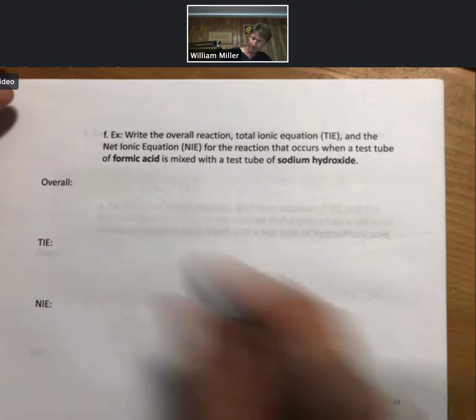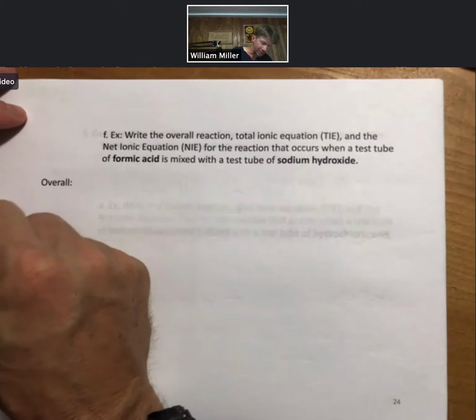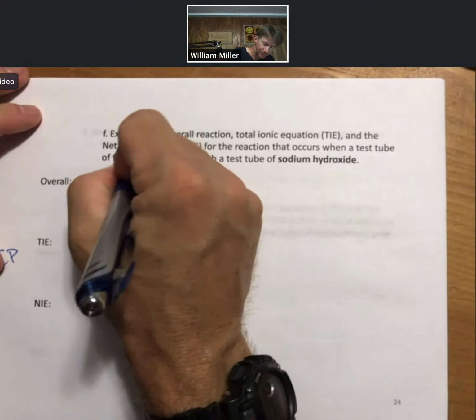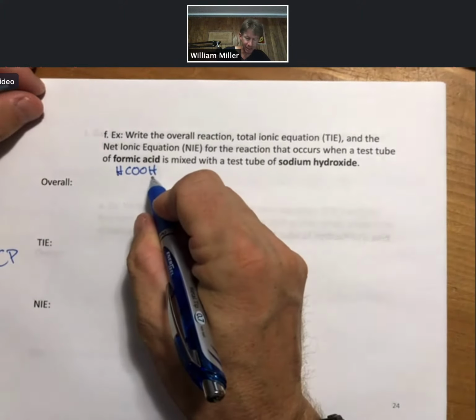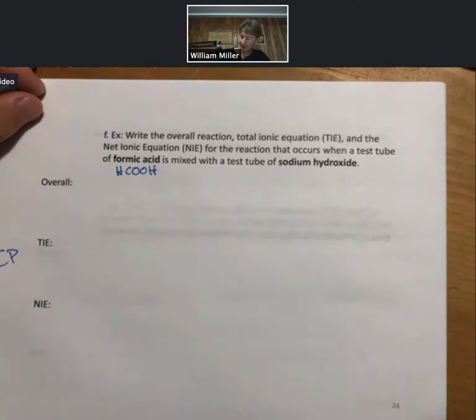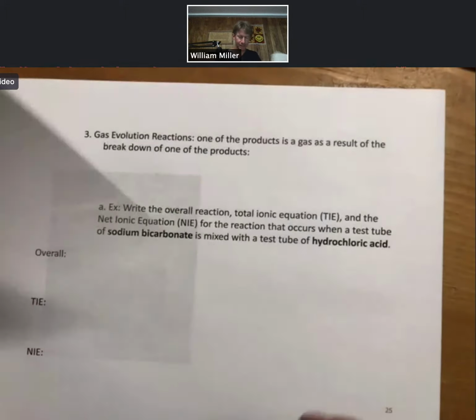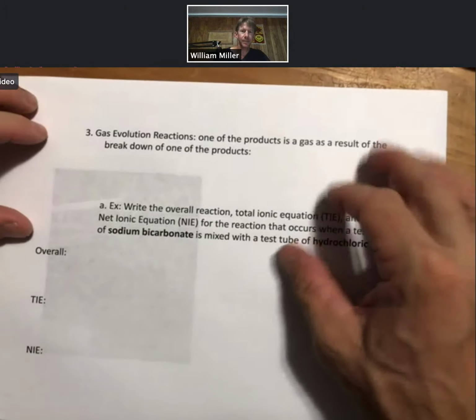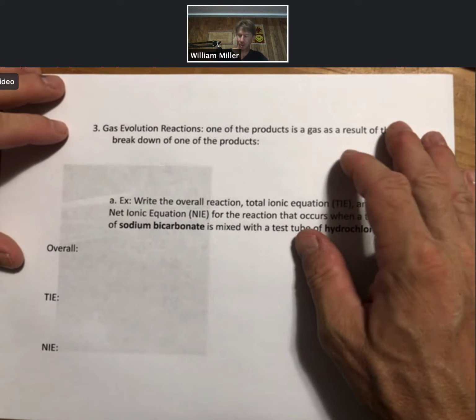This will be a companion problem. For the companion problem, you can look up, or I will tell you, that the formula for formic acid is HCOOH, where the H in the COOH group, this H right here, is going to be the acidic H, the H plus. And let's motor through this.